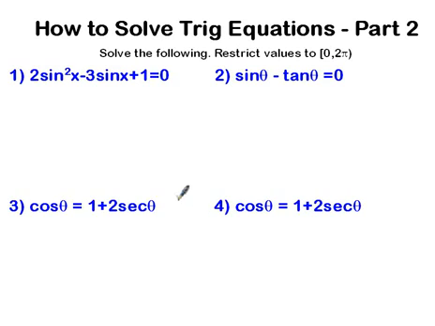All right, what we're going to do is take a look at how to solve trig equations. This is part 2. These problems are going to be a little bit more difficult than the ones in part 1. And just keep in mind we're restricting our values from 0 to 2 pi. And when you solve these, don't forget about things you learned in Algebra 1 and Algebra 2.